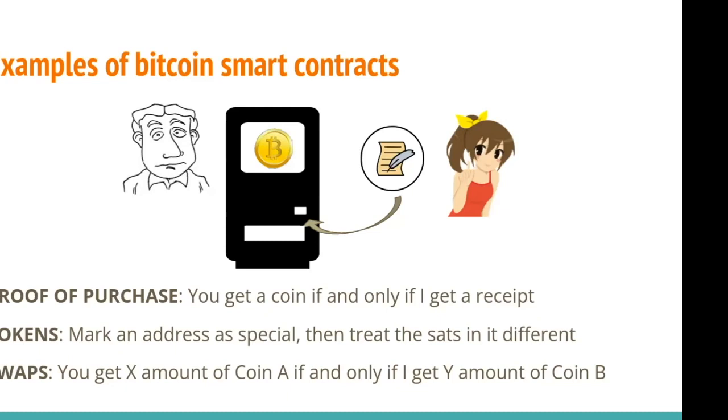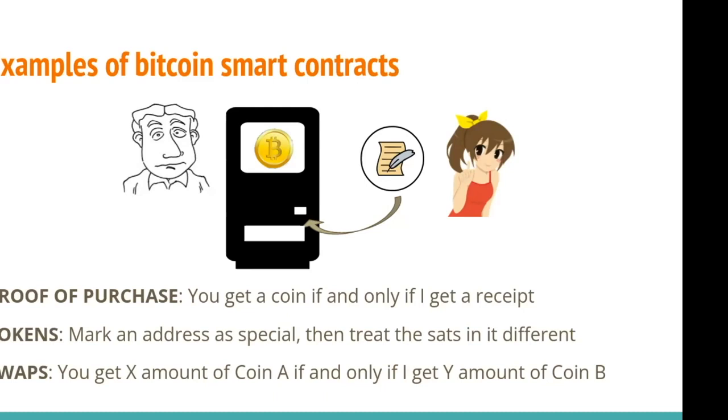Another thing you can do is swaps. These are pretty common. I say you can get X amount of coin A if and only if I get Y amount of coin B. You can do that with tokens, but you can also do it with cross-blockchain stuff. So you can make it so that you have to put in the actual private key to some coins you hold in another chain.